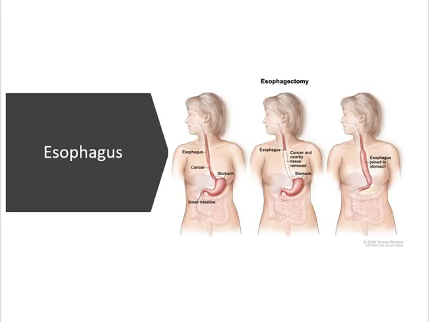I want you to notice in 43107 you have total or near total esophagectomy. But then when you go over to 43112, you also see total or near total esophagectomy. So the question is, well, what's the difference in those codes? Well, one main difference is 43107 is without thoracotomy, 43112 is with thoracotomy.